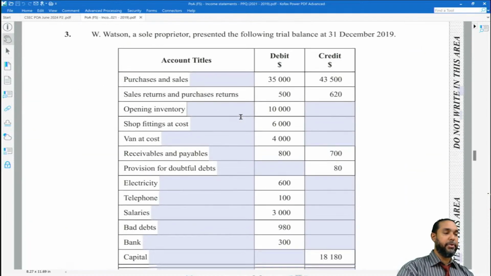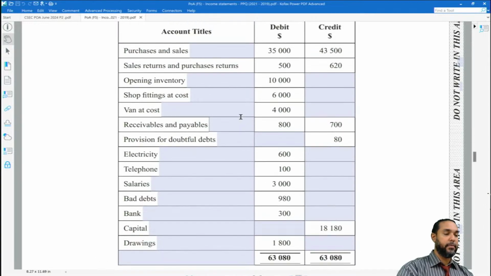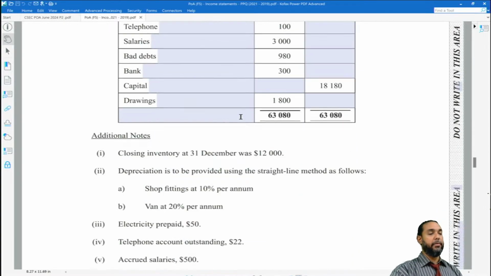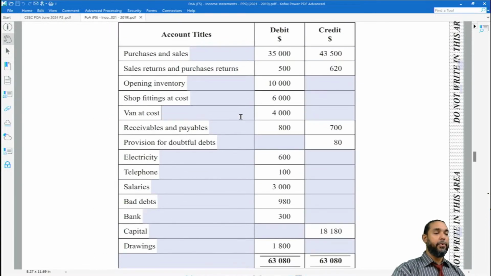The next question is W Watson. Now, W Watson is a little trickier because if you notice, they have purchases and sales in the same row. They have sales returns and purchases returns in the same row. Same thing with receivables and payables. Okay, so for this one, you're going to have to work the full income statement, right?